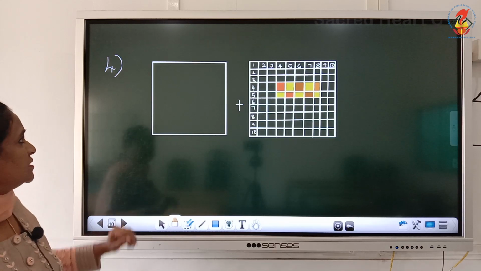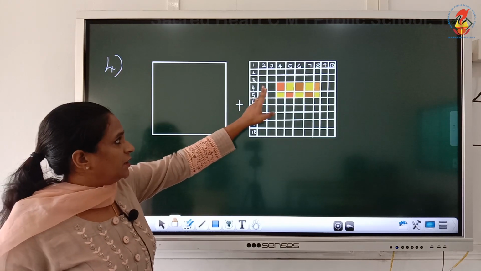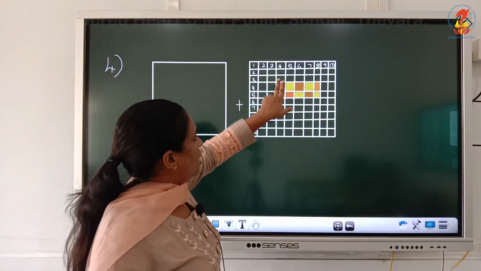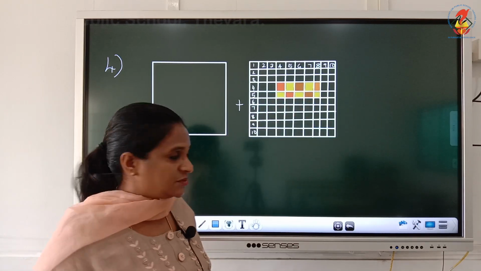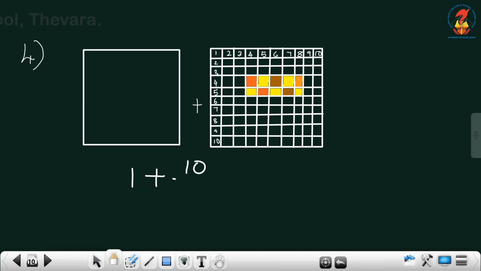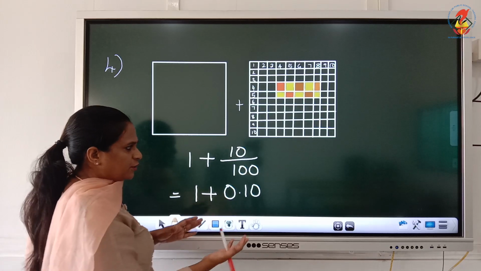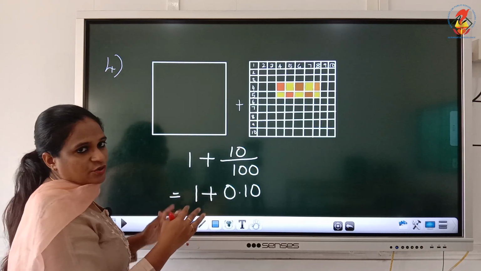Now next question, fourth one, you have a whole square box, and then you have 100 equal boxes. From that, 1, 2, 3, 4, 5, 6, 7, 8, 9, 10. 10 boxes are shaded. So you write 1 plus 10 by 100. Now how do you write? You write as 1 plus 0.10. Either you can write that, or you can strike off the common zero and then write 0.1.